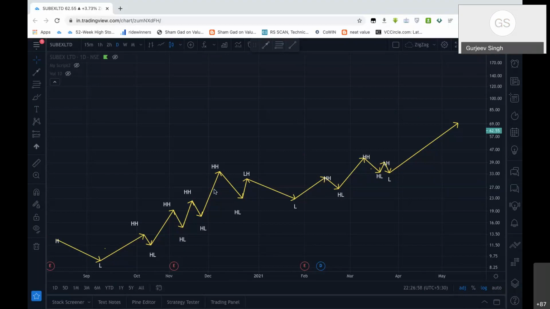And every time my higher high is breached, I can add my tranche. And every time it is making a higher high and a lower high, and again breaking these highs, I can add more quantity to my tranche. No. Every 33% we can trigger it, that is bakwas. I don't follow that.